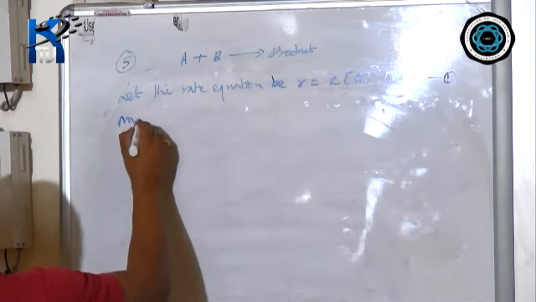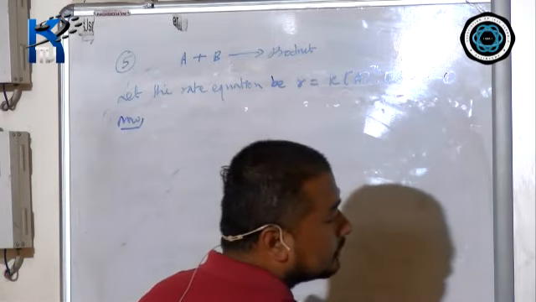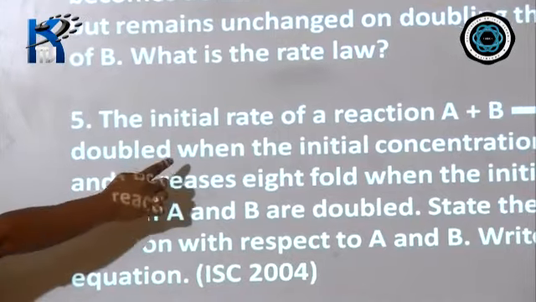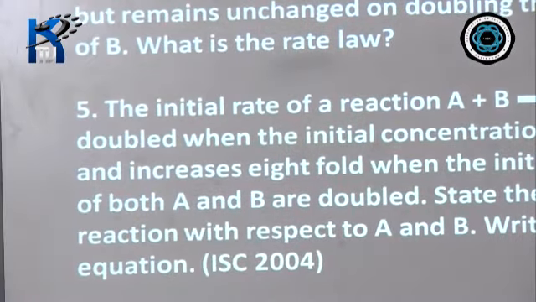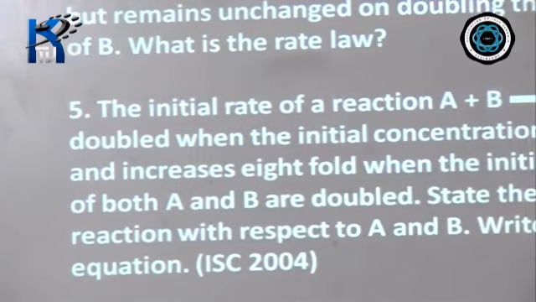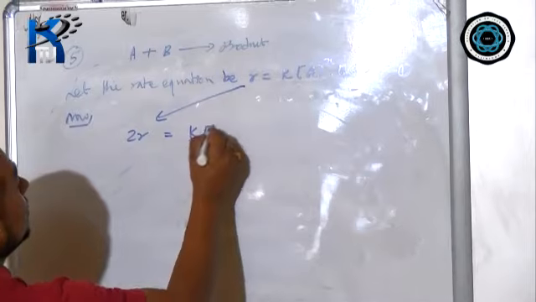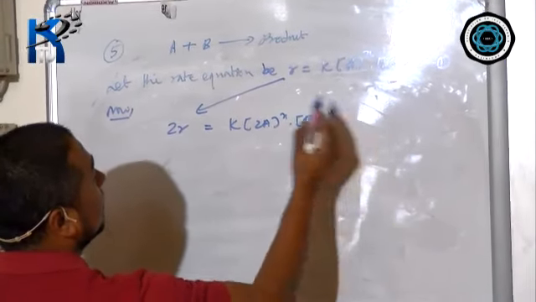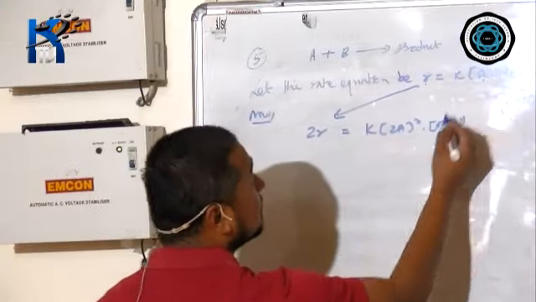Now you need to read the question carefully. Now what the question is saying, check here. The initial rate of the reaction doubled when the initial concentration of A is doubled. So what the question is saying, the rate becomes double when the initial concentration of A becomes double. They have not said anything about B. Rate becomes double when the concentration of A becomes double.